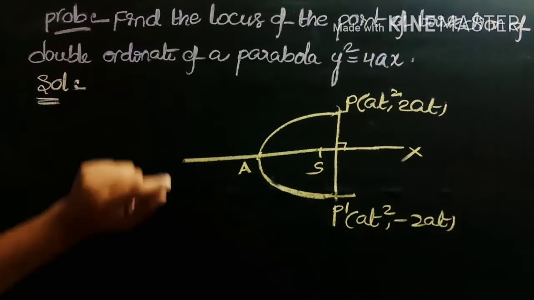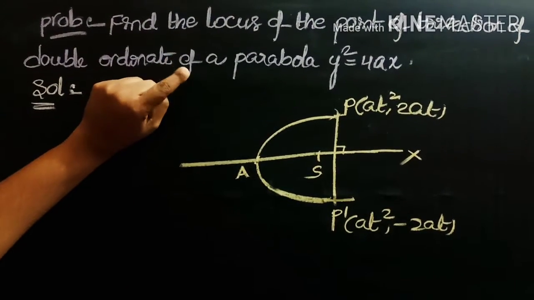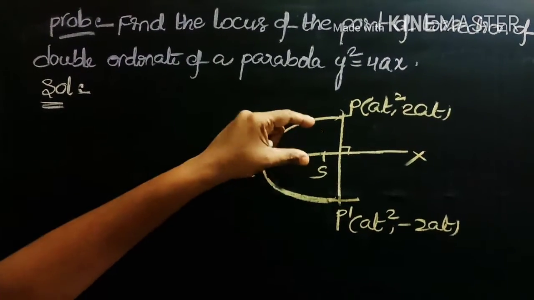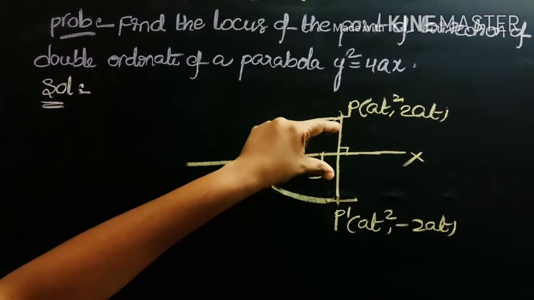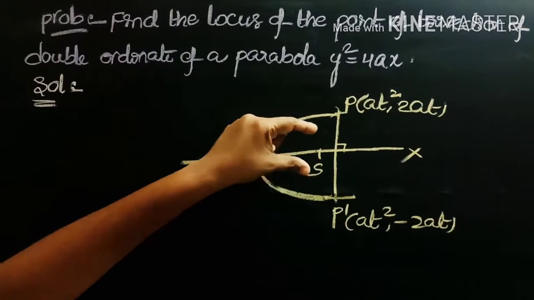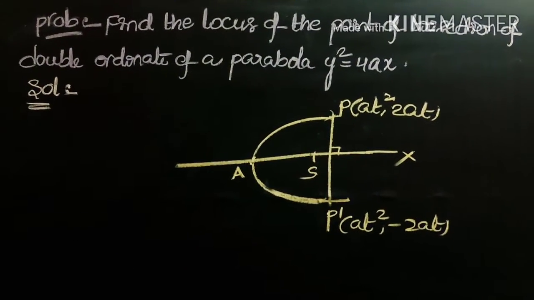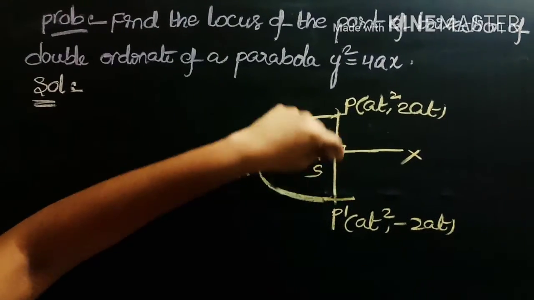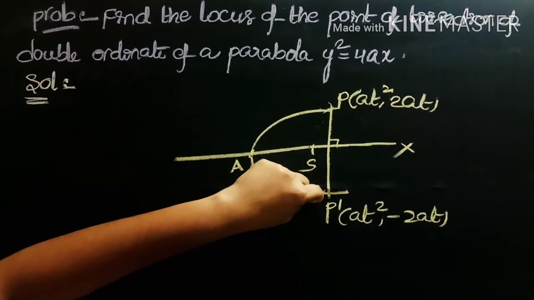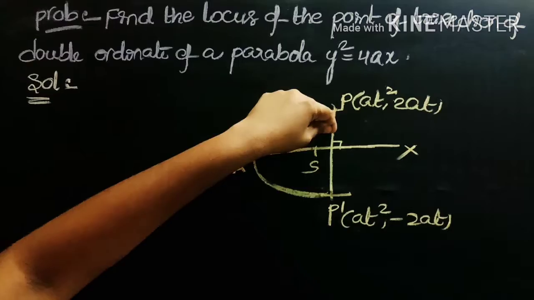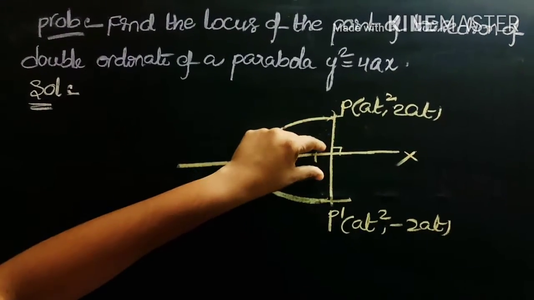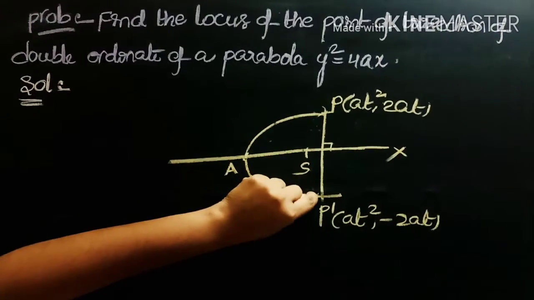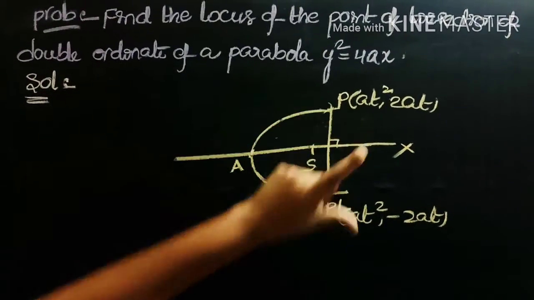So what is the given question? Locus of the point of trisection of the double ordinate. Now this is the double ordinate, and we are taking the points of trisection of this double ordinate. What are the points of trisection? The points which divide the line segment into three equal parts are called the trisecting points, that is, the points which divide the line segment in the ratio 1:2 and 2:1.